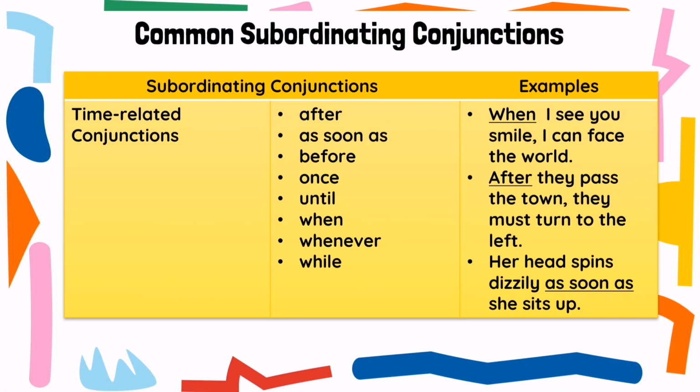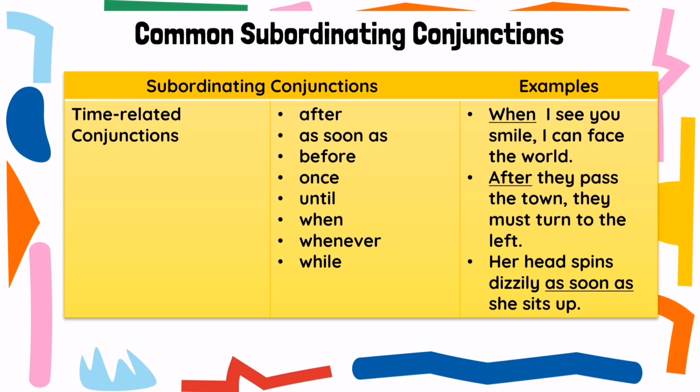Let us have common subordinating conjunctions. Time-related conjunctions. The first one is after. It is used when a particular time has passed or when an event or action has ended. Next is as soon as. Something will happen immediately after something else happened.